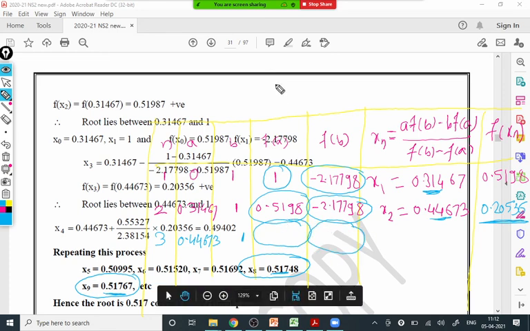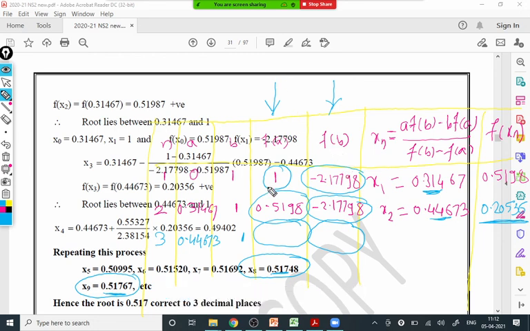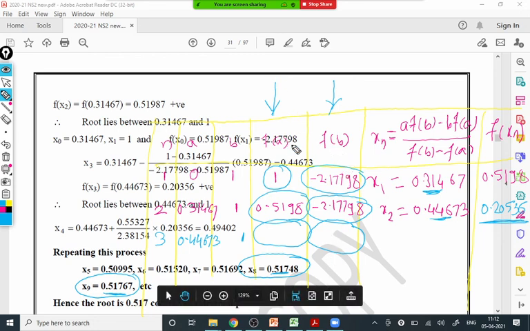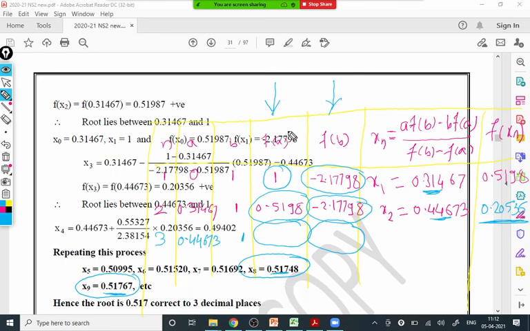In these two columns of f of a and f of b, throughout till the end, f of a and f of b should have opposite signs. That is true for both the bisection method and the regula falsi method. Got it? Yes, sir. Thank you, sir.